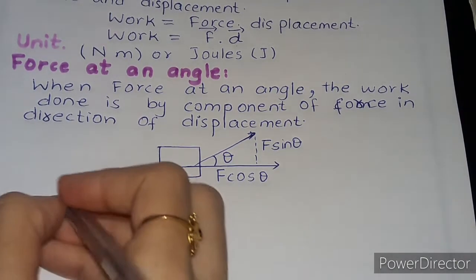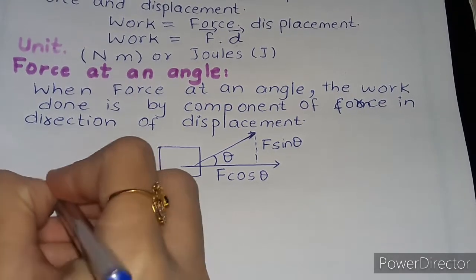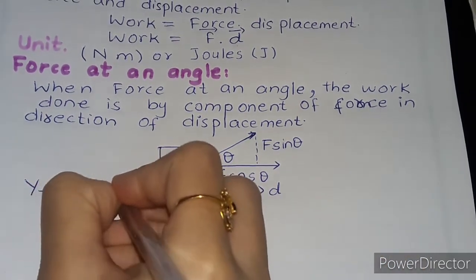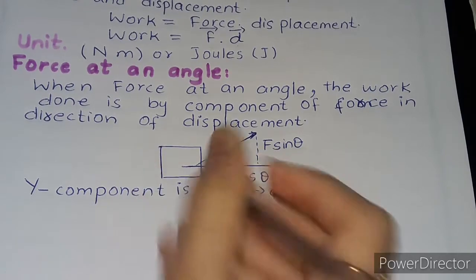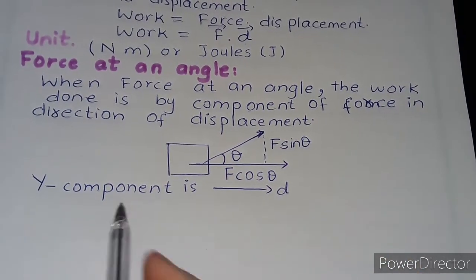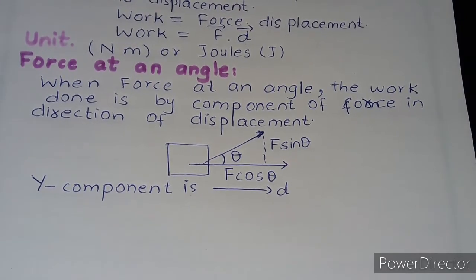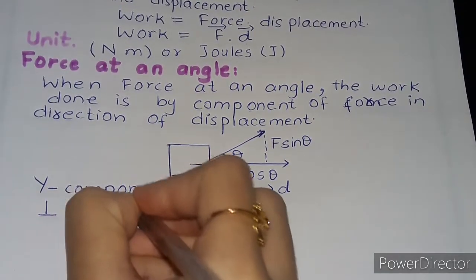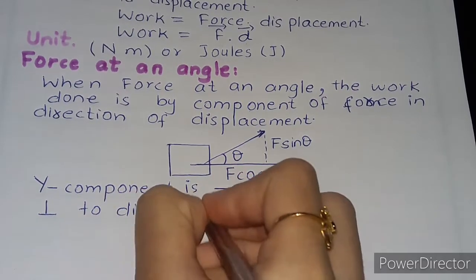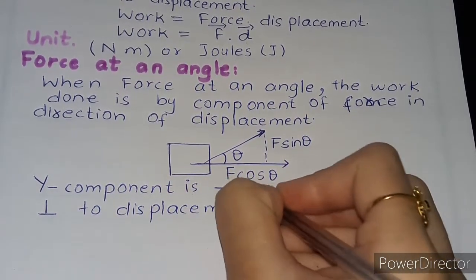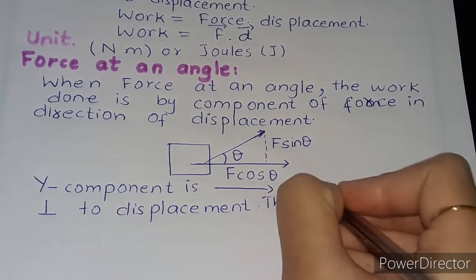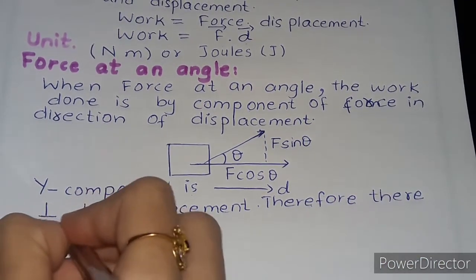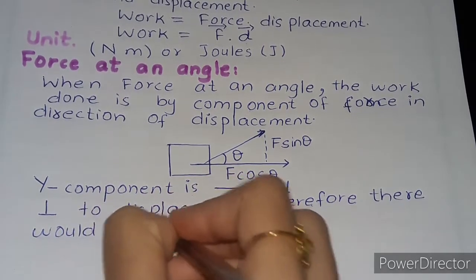So this is a figure. In vertical form we have the y component, F sin theta, and in horizontal form we have the x component. The y component is perpendicular to the displacement. Here is the displacement. Since the y component is perpendicular to the displacement, there would be no work done.